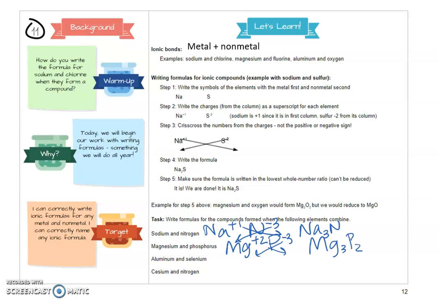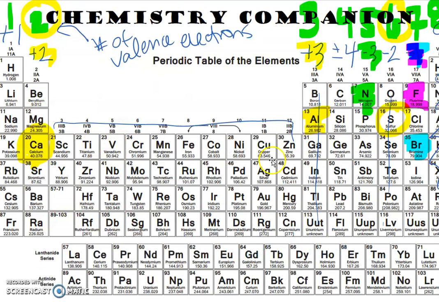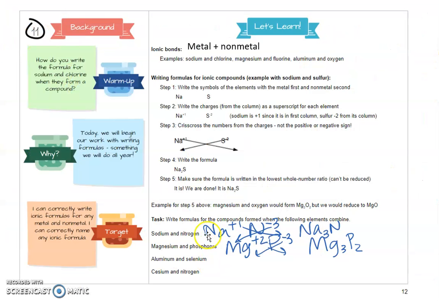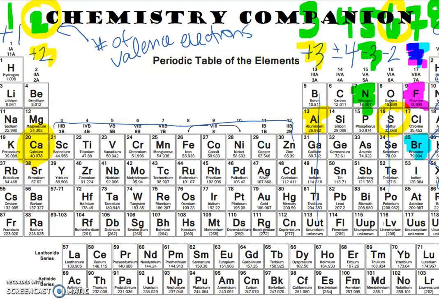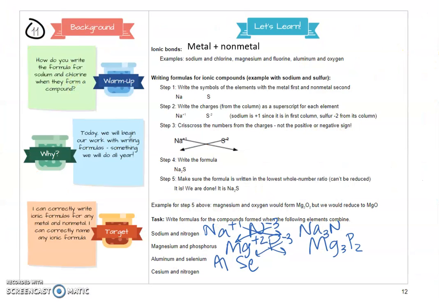Right? Next one's aluminum and selenium. Okay? So aluminum and selenium, as you look on your periodic table here, okay? Aluminum's over here, selenium's here. Okay? So Al and Se, if you didn't know that, again, you'll learn. Al and Se. So Al is in the column, that's +3 here, okay? Se is in the -2 column, so I'm going to write that. +3 and -2.